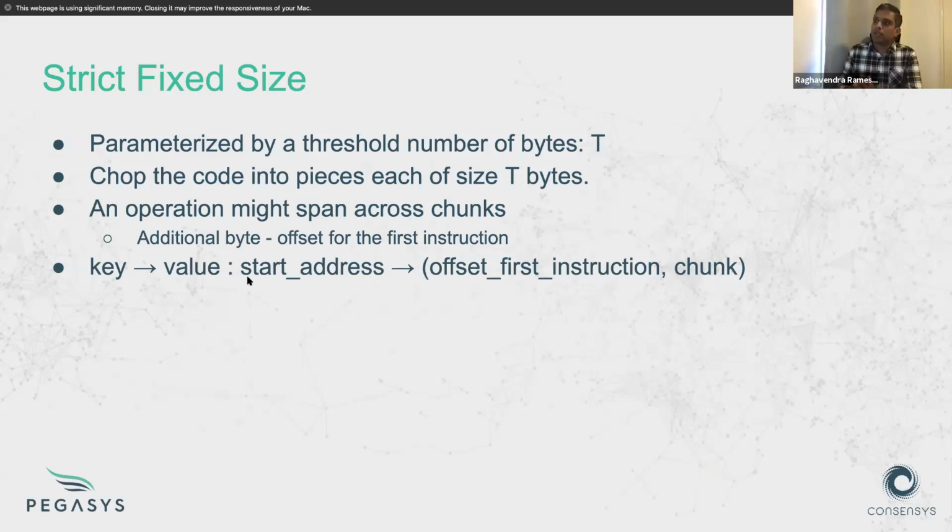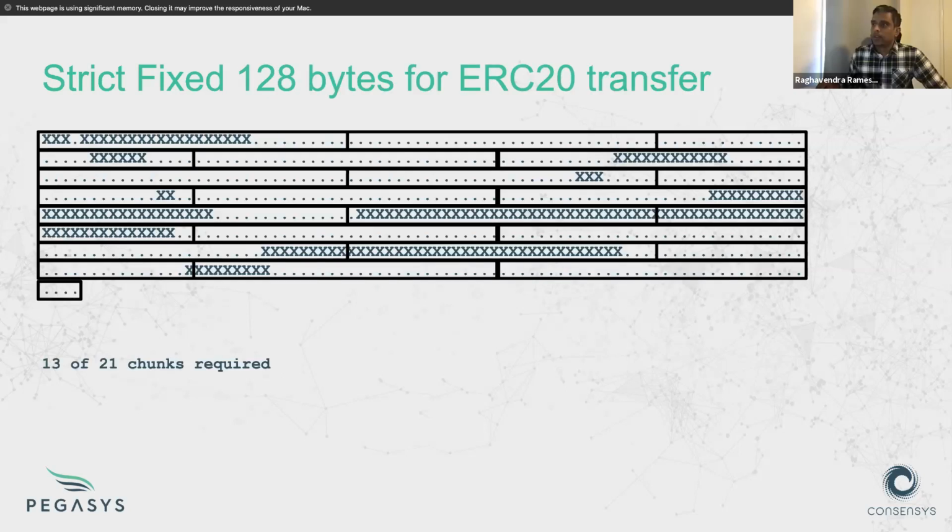Essentially, the strict fixed size analysis gives a key-value set of pairs, where keys are the start addresses and the values are a tuple: the offset for the first instruction and the code chunk. Hopefully this is clear. Now let's look at an example, an ERC20 transfer function.